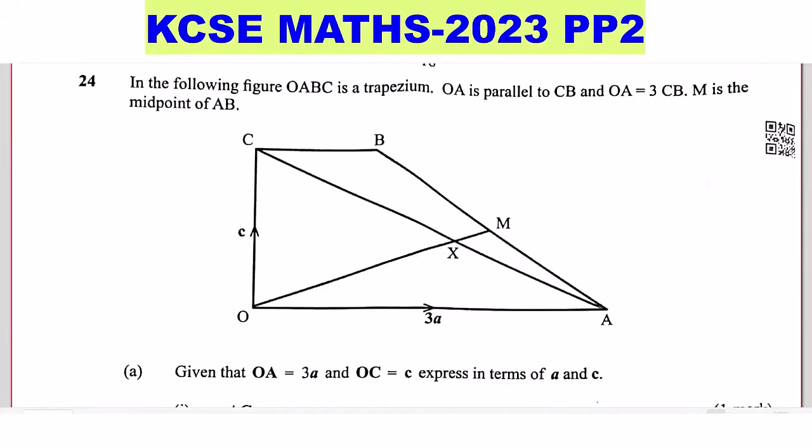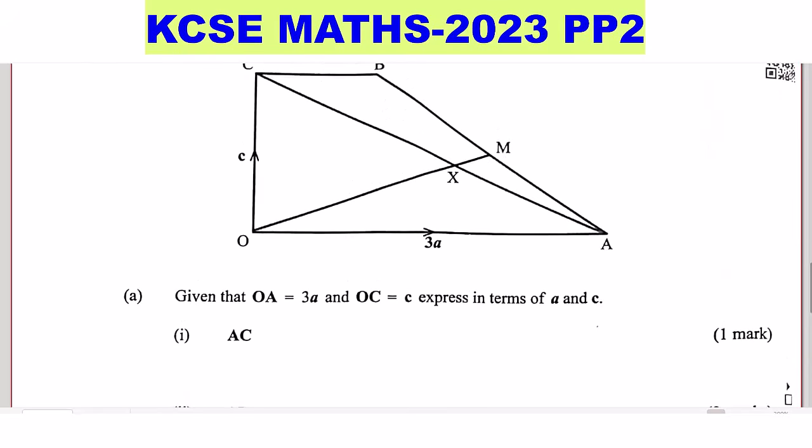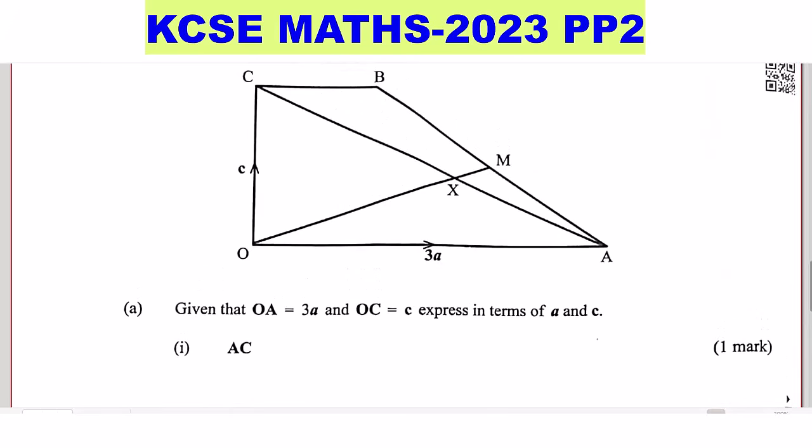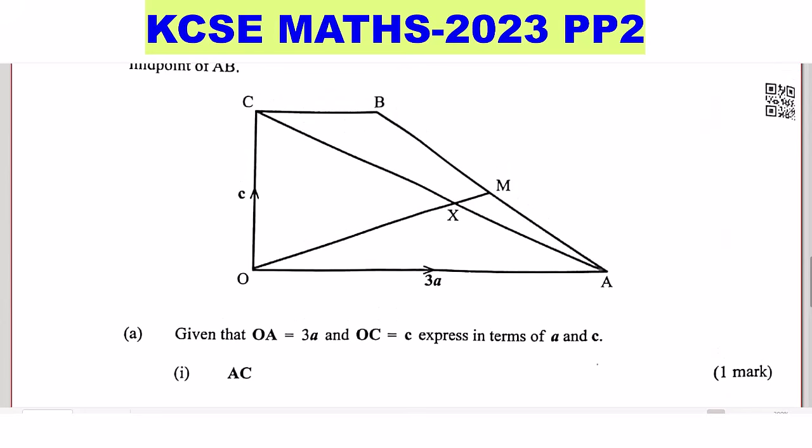Question 24. In the following figure, OABC is a trapezium. OA is parallel to CB and OA is equal to 3CB. M is the midpoint of AB. Part A: given that OA is equal to 3a and OC is equal to c, express in terms of a and c, one, AC. So study the diagram.